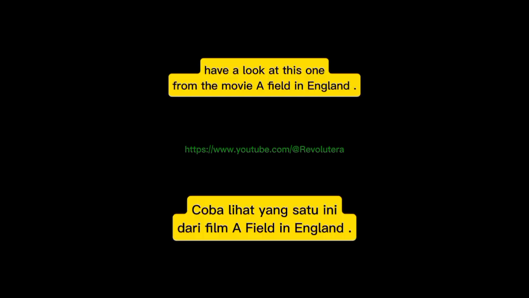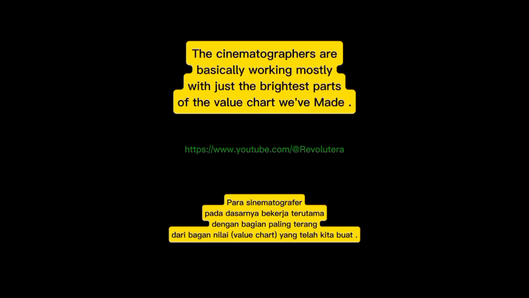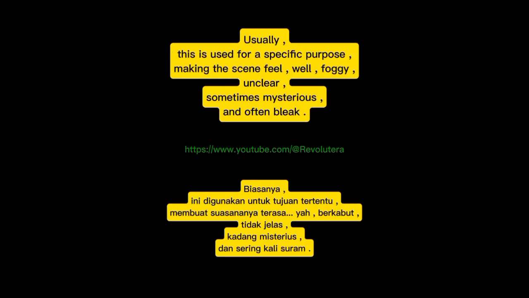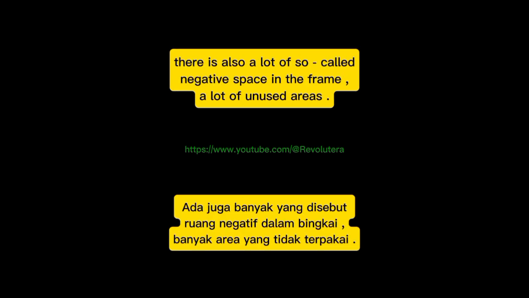Have a look at this one from the movie A Field in England. The cinematographers are basically working mostly with just the brightest parts of the value chart we've made. Usually, this is used for a specific purpose, making the scene feel, well, foggy, unclear, sometimes mysterious, and often bleak. There is also a lot of so-called negative space in the frame, a lot of unused areas.